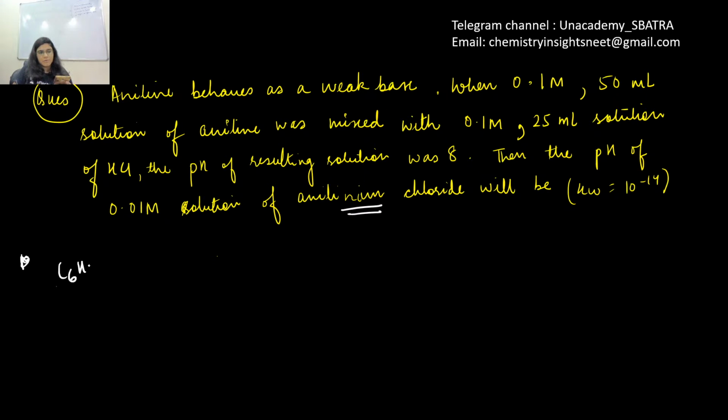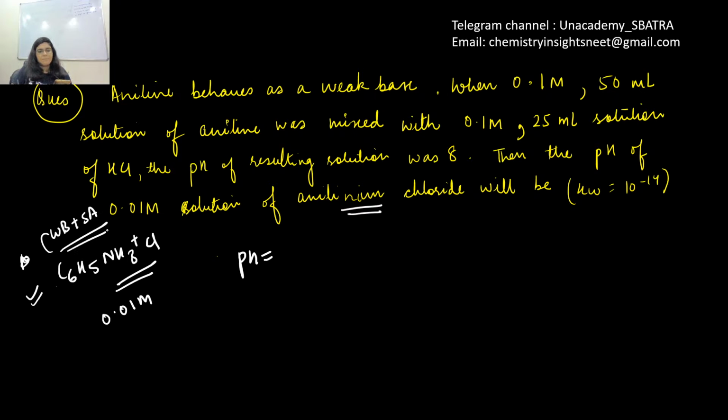Which is anilinium chloride. So this is the concentration I need to find out in this particular concept, which is 0.1 molar, right? So pH is equal to, this is a weak base and strong acid salt, so definitely pH is equal to half pKw minus pKb minus log C. So this is the formula I can use in this particular question.